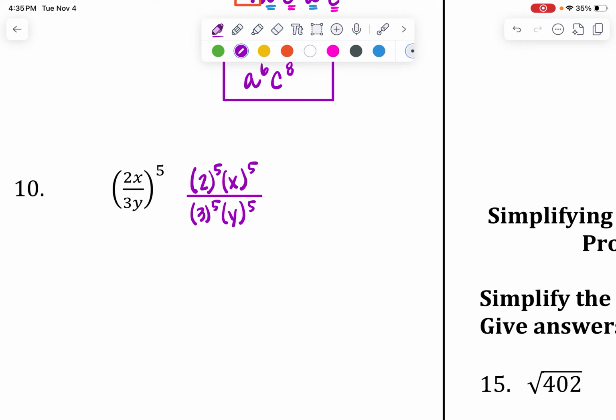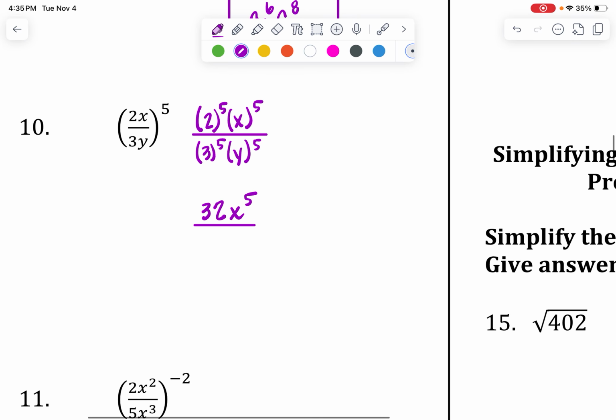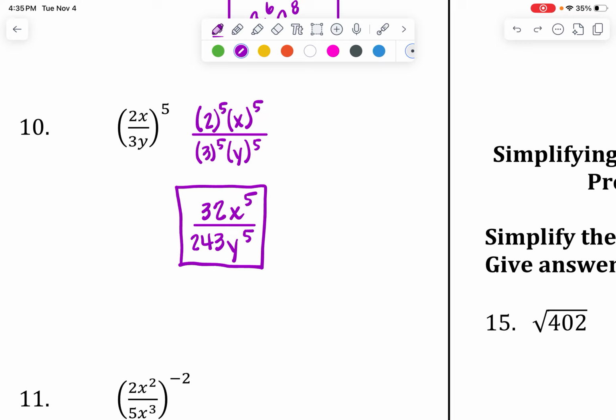And then I'm just going to use my calculator to help me clean that up a little bit, right? So I already know 2 to the 5th power is 32 because we did that earlier. And then, of course, x to the 5th is just x to the 5th. And then I'm going to use my calculator and just type in 3 to the 5th power, which is 243. And then, of course, y to the 5th is just y to the 5th. Now, if I could reduce the 32 over 243, I would, but it is not reducible. So that's my final answer.